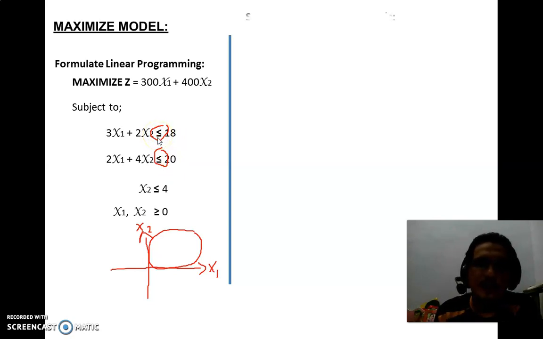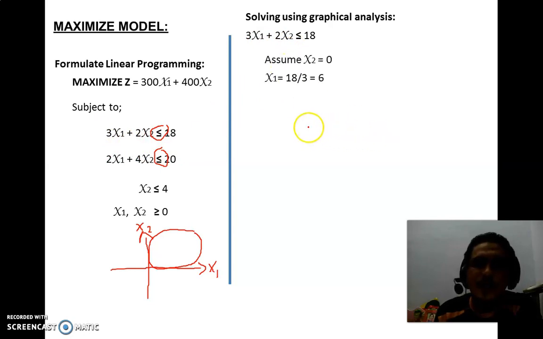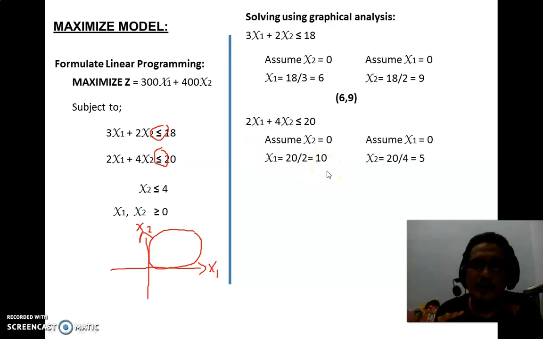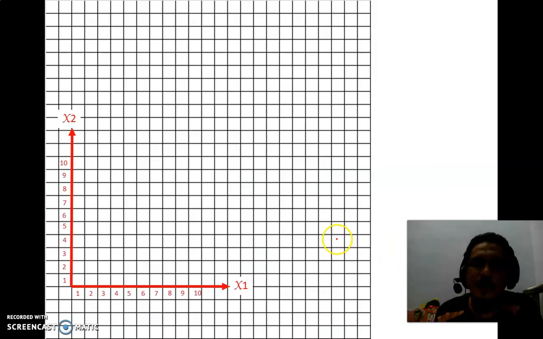Okay, now we need to solve the problem. We go constraint by constraint. For 3x1 plus 2x2, if we assume x2 is 0, x1 is 6, and if we assume x1 is 0, x2 is 9. So the first points are 6 and 9. The second formula is 2x1 plus 4x2 less than 20, so x1 and x2 are 10 and 5. Then x2 is less than 4, so the point is 0 and 4. Now we plot the graph.